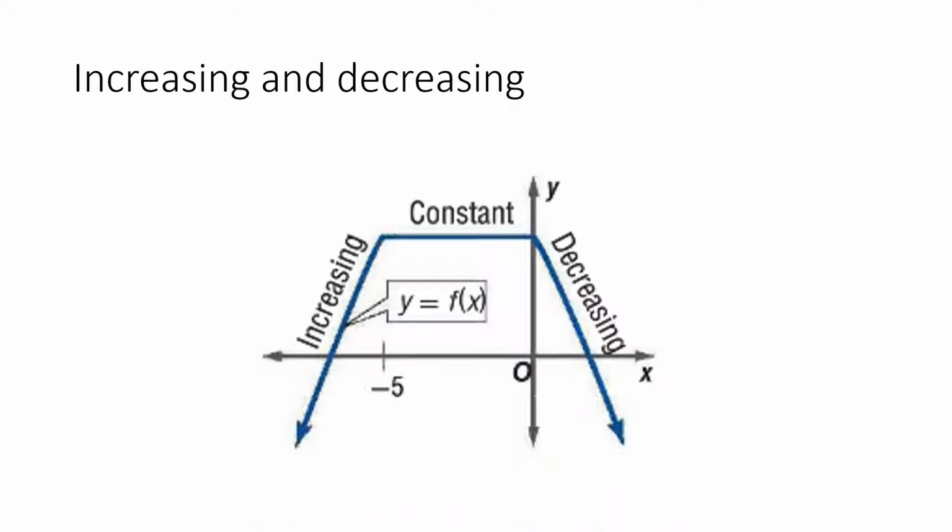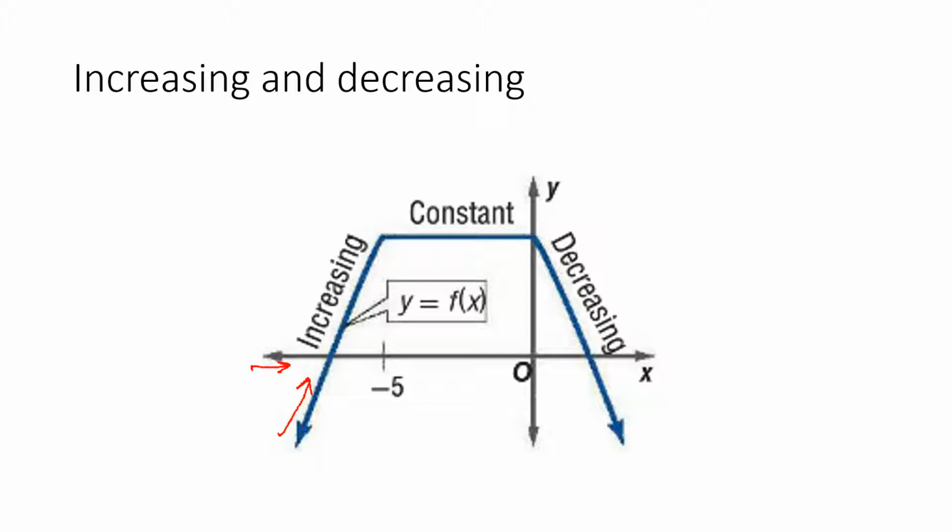So before we can get into the average rates of change, we need to really talk about increasing and decreasing functions, because this is where it starts. Until you understand what's increasing and decreasing, we can't find the extrema and we can't find the average rates of change.